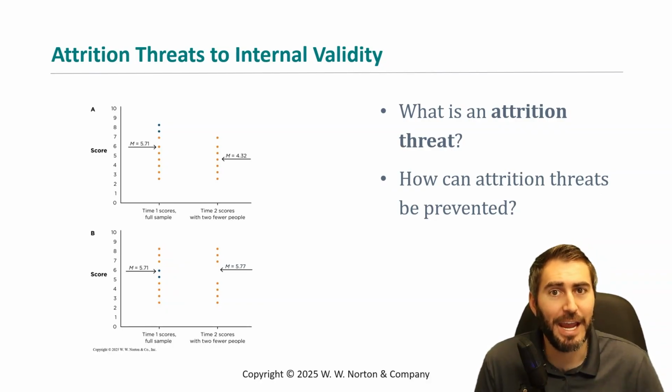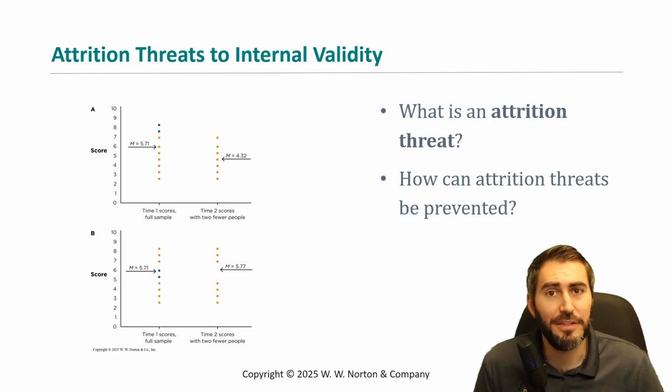So in graph A, 2 people drop out of the study from pretest to post-test, and those individuals scored at the high end of the distribution, systematic. This decreases the post-test mean dramatically. You don't know whether it was the attrition or the independent variable causing the decrease.